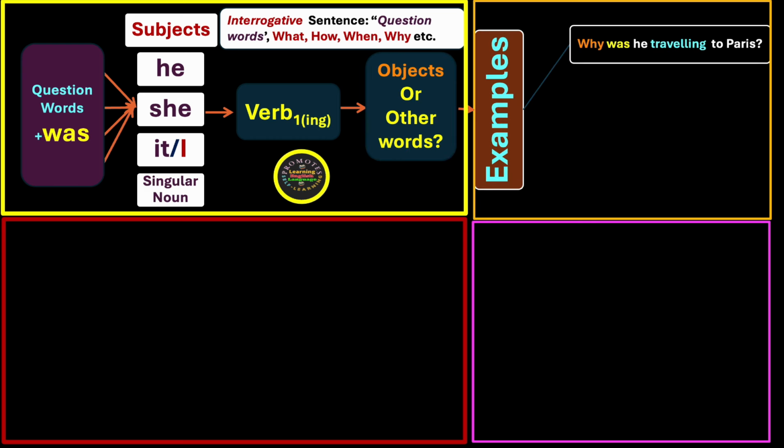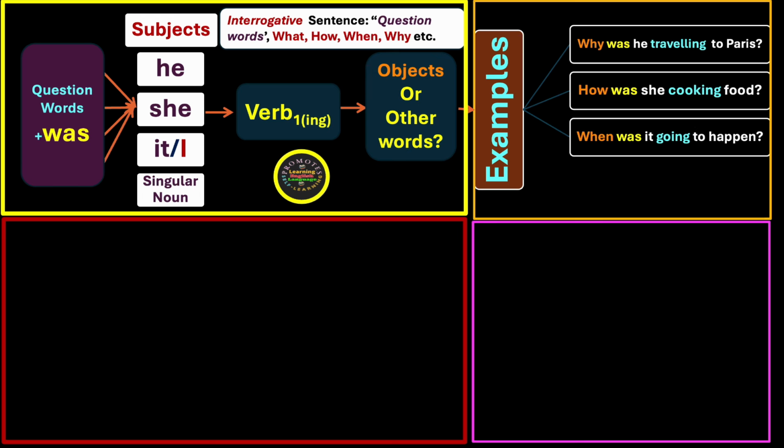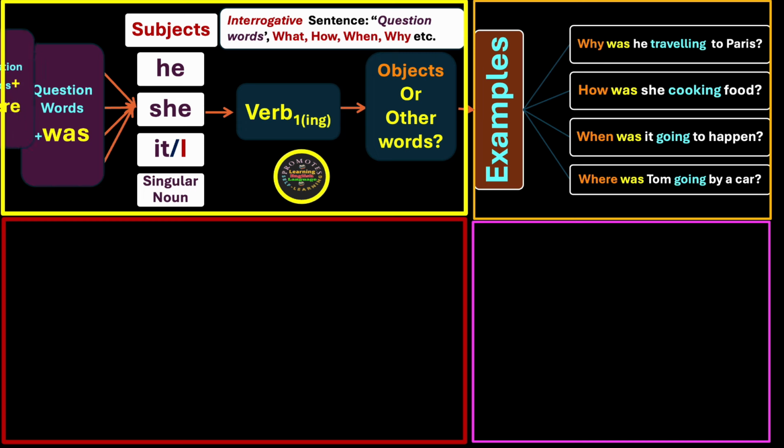Let's see the examples. Why was he traveling to Paris? How was she cooking food? When was it going to happen? Where was Tom going by a car? We have another structure in this respect.